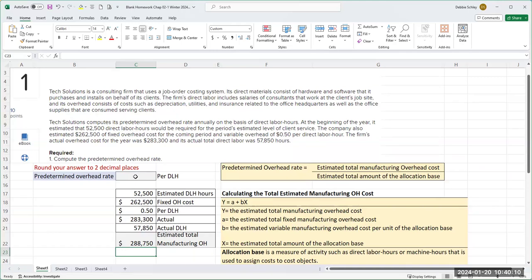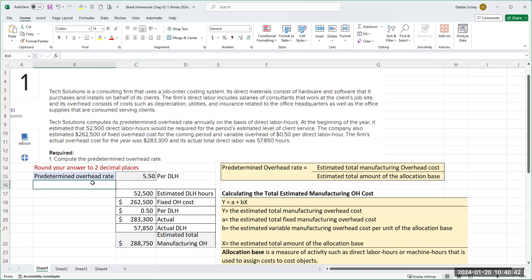I haven't come to the answer yet. I still need to do one more step to get that predetermined overhead rate, and that is divided by the estimated total amount of the allocation base. So I'm going to take that estimated total manufacturing overhead that I just figured out and then divide that again by that same estimated direct labor hour total, which comes up to $5.50 per direct labor hour.